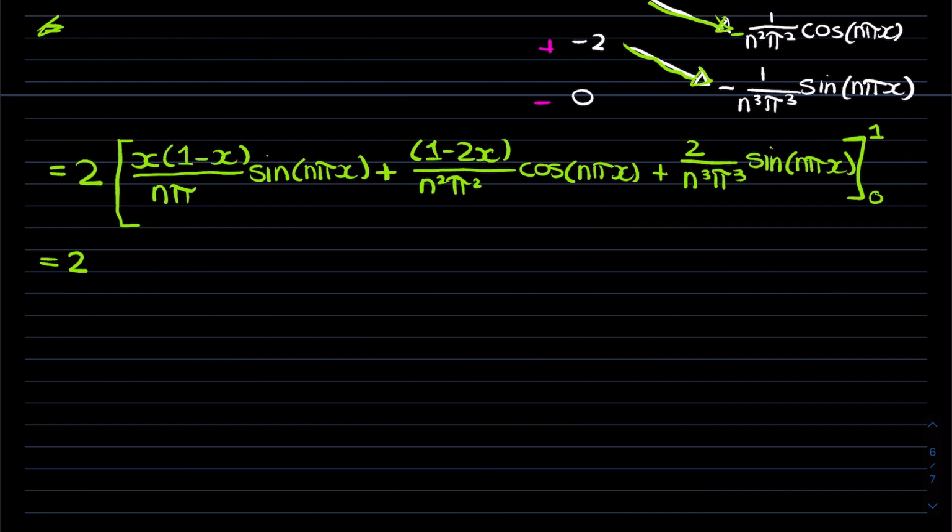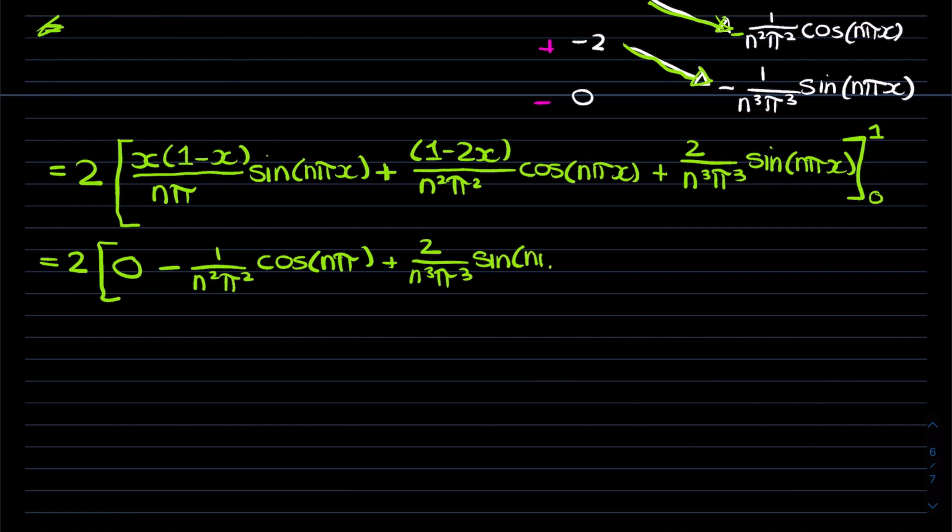I'll be honest, this isn't my favorite part. So if we put in 1, we're going to get 1 minus 1, and that's just going to go to 0, so that whole term will go to 0. 1 minus 2 is going to be a minus, whoops, don't rub it out, 0 minus 1 over n squared pi squared cosine n pi plus 2 over n cubed pi cubed sine n pi, and that's the first term here.